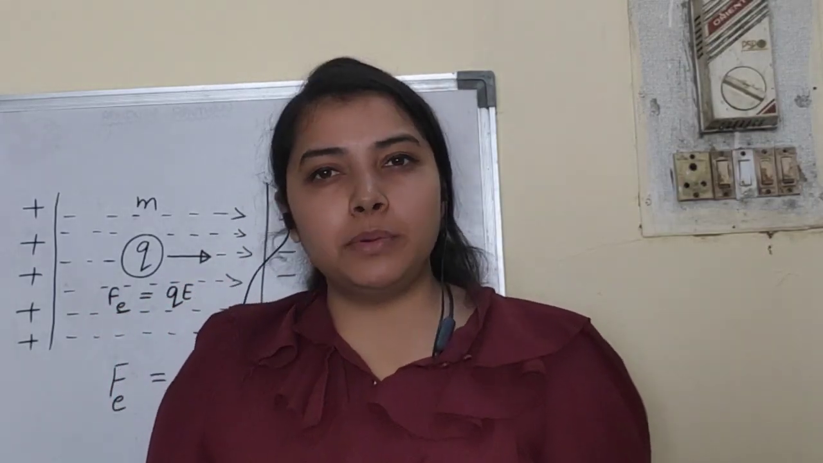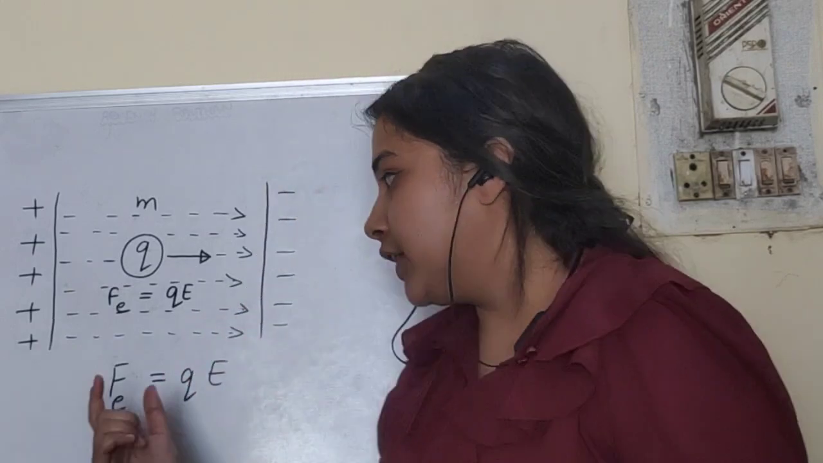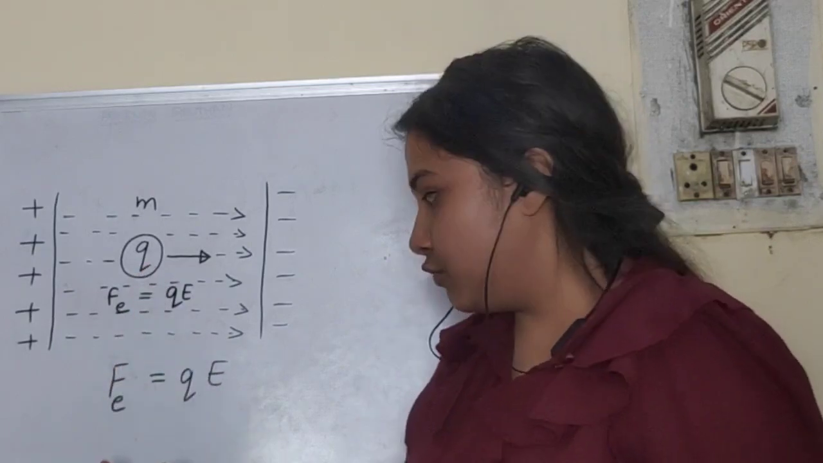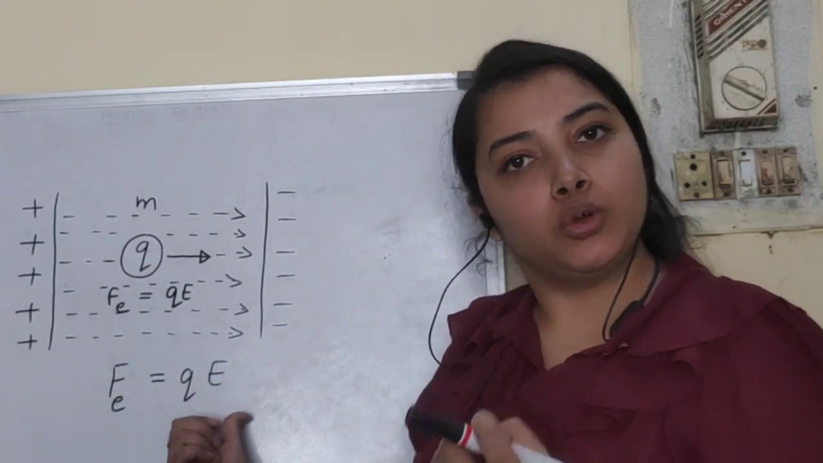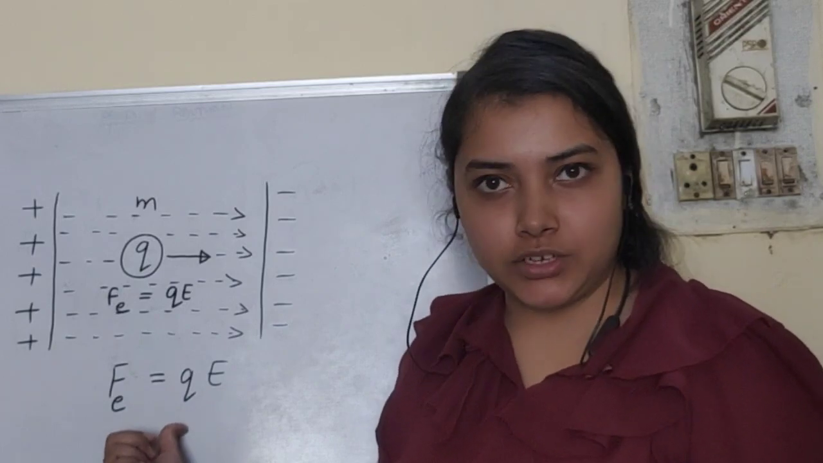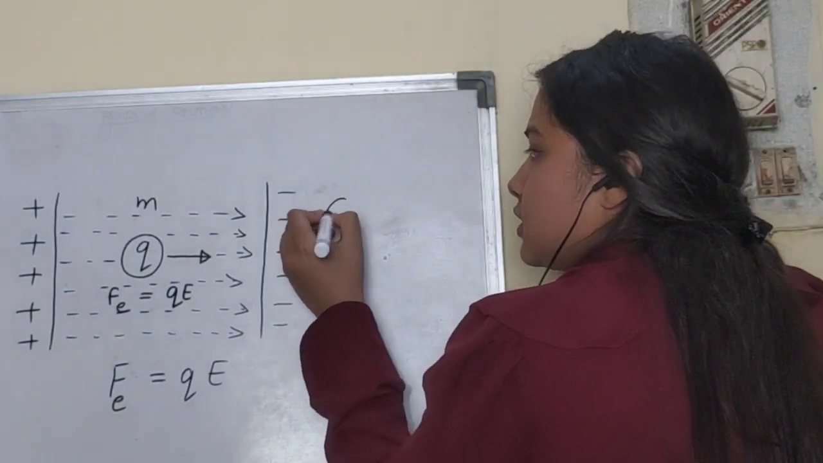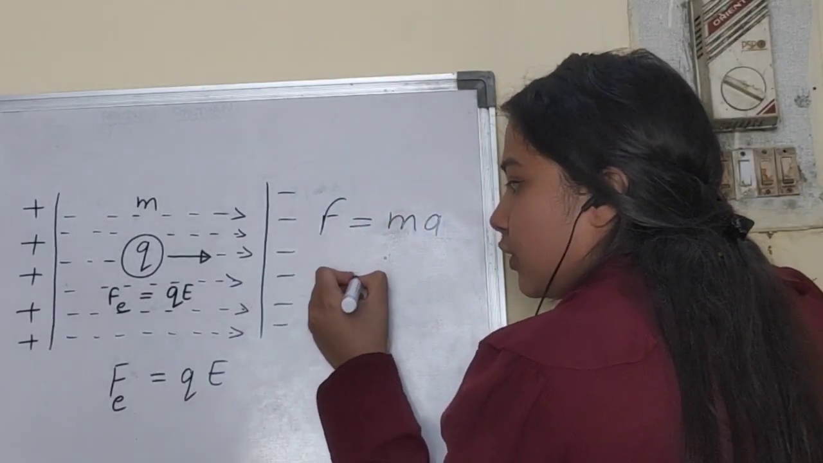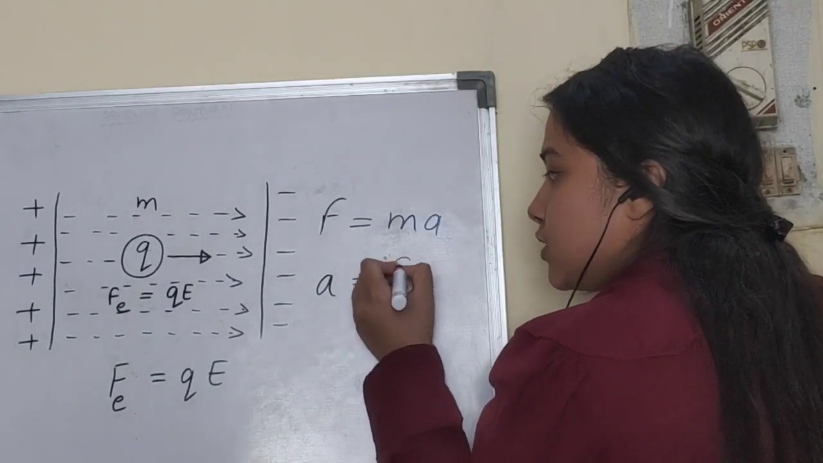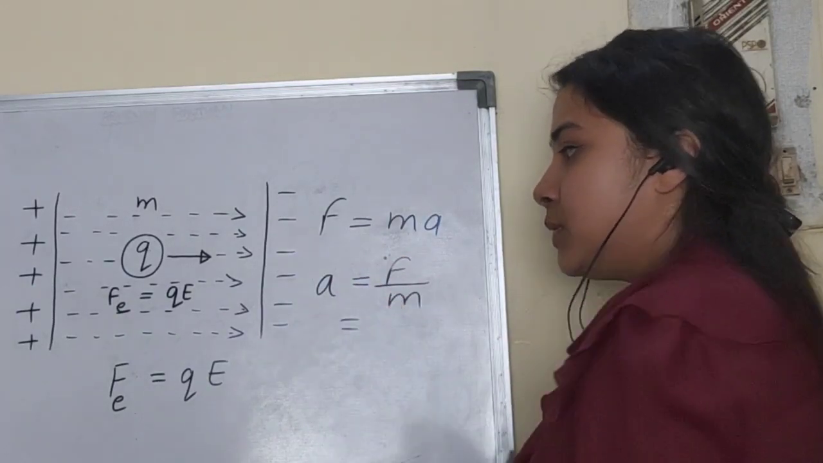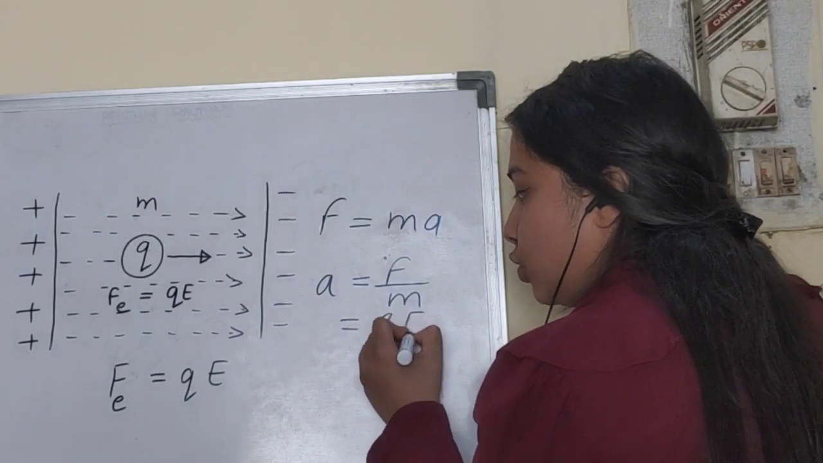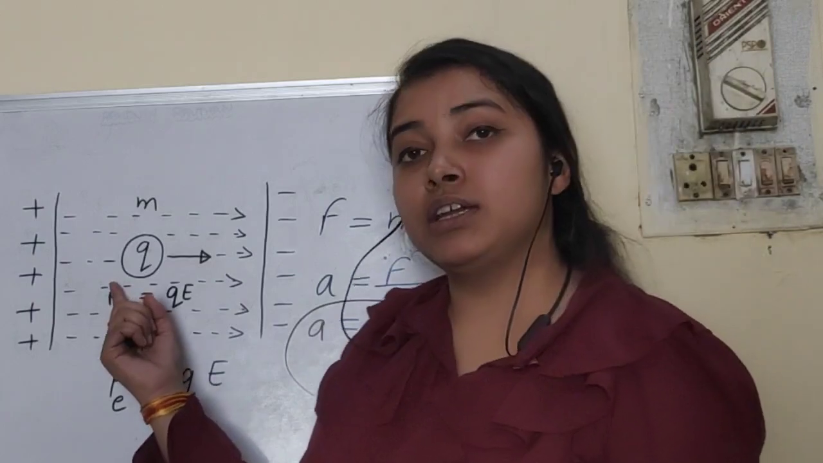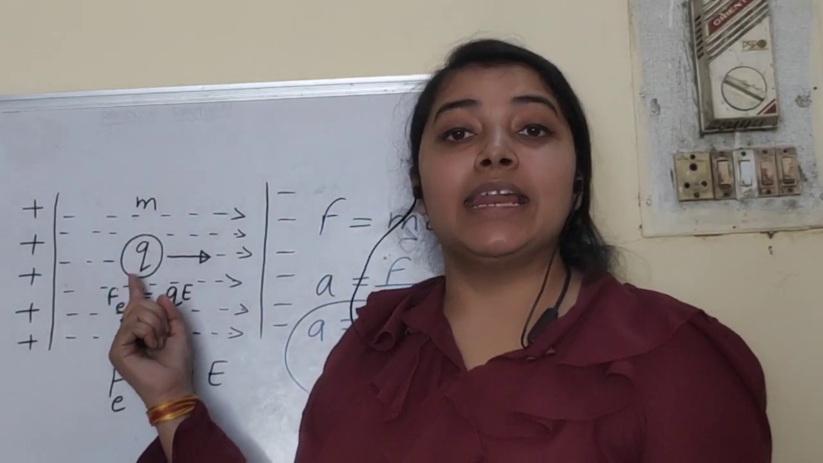Now, what would be the acceleration of the charged particle when it is present in the electric field? We know that when a charged particle experiences electric force, the force will be Q into E, that is the product of the electric field and the charge. Now, as per Newton's law of motion, force is equal to mass into acceleration. So the acceleration of the charged particle comes out to be force upon mass. Force experienced by the charged particle is Q into E, divided by M. So this is the acceleration which the charged particle will experience when it is present in electric field.